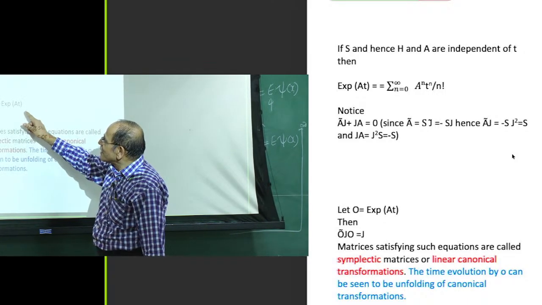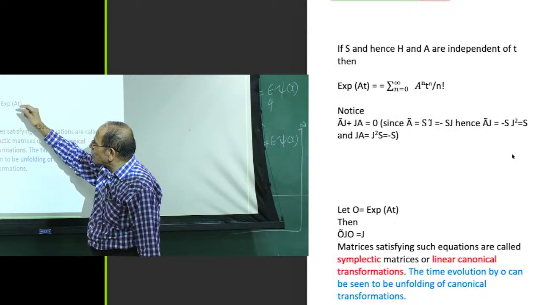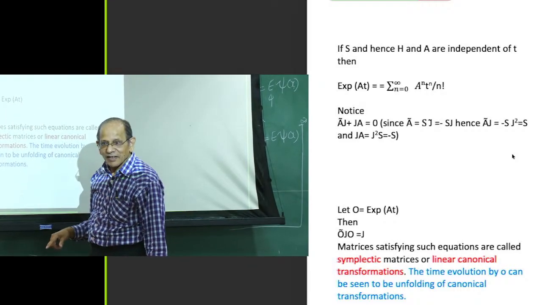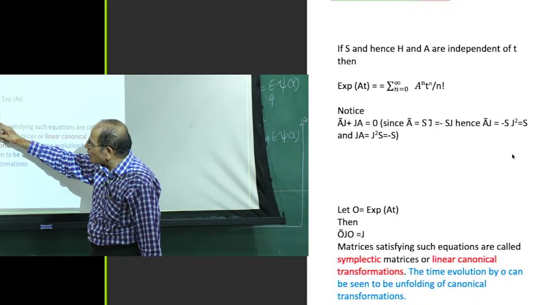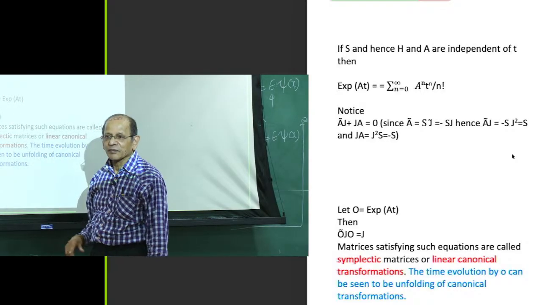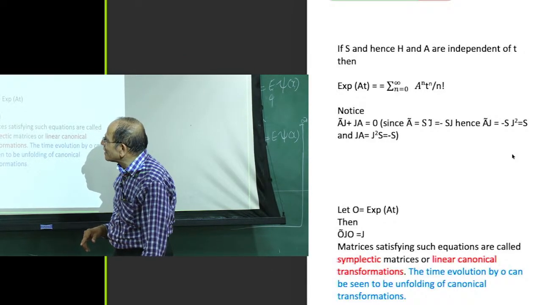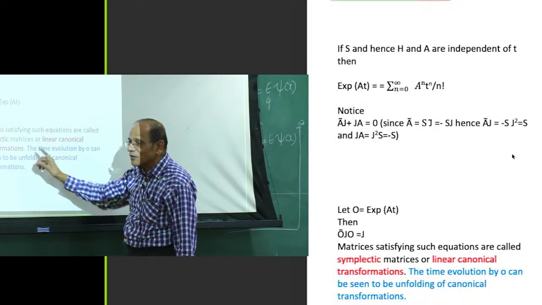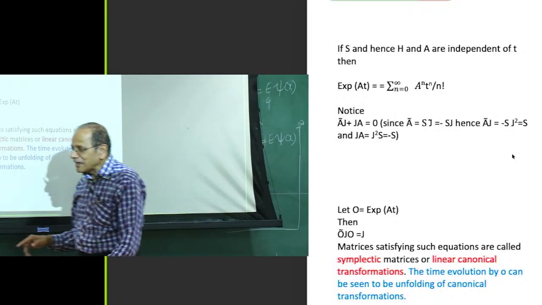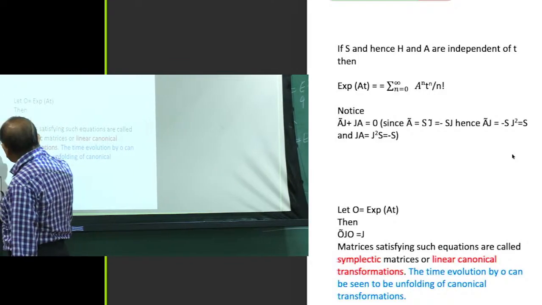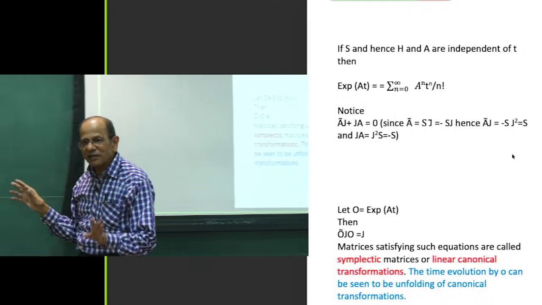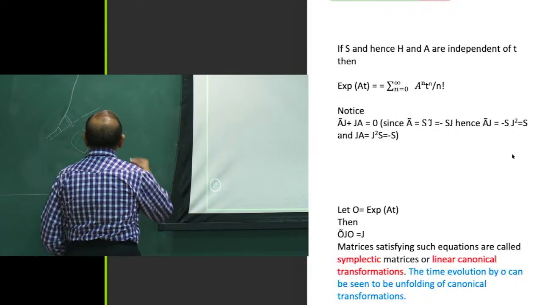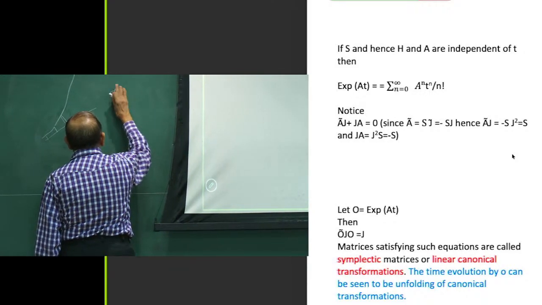And if you consider the operator O to be defined by exponential of AT, then it is simple to verify these properties. O transpose J O is J. Matrices satisfying this are called either symplectic matrices or linear canonical transformations. The idea is that if you use such matrices which satisfy this property, they preserve the form of Hamilton's equations after changing the coordinates. So if original coordinates are say Q and P, we called it Z.